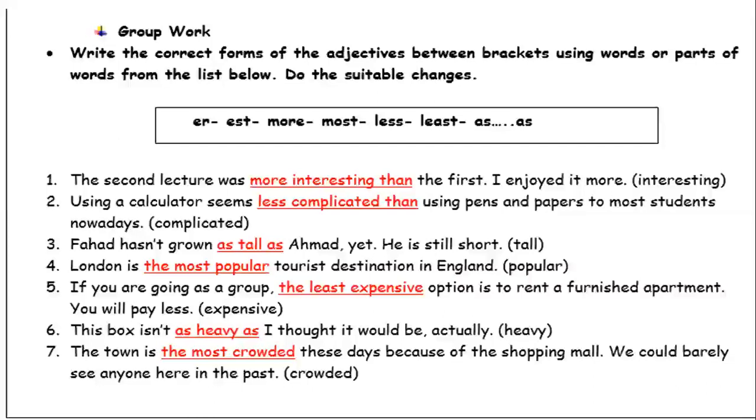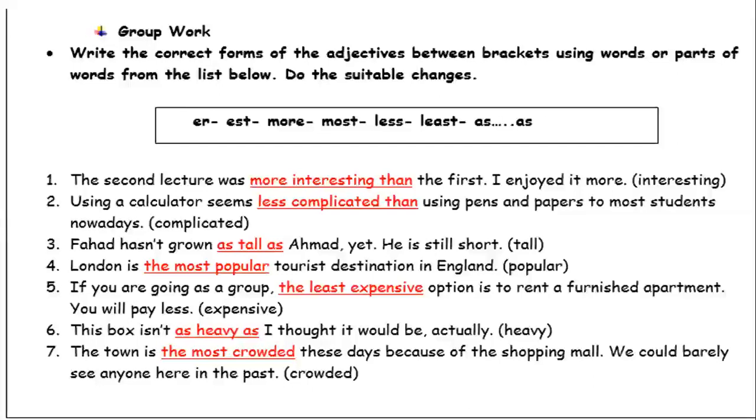Sentence number 5: if you're going as a group, the option is to rent a furnished apartment, you will pay less. Okay, my dear students, here I want to choose the best option from any other options ever. So I want to ask you, do you prefer to pay money or put it in your pockets? Of course, you can answer me, I want to save my money and put it in my pocket.